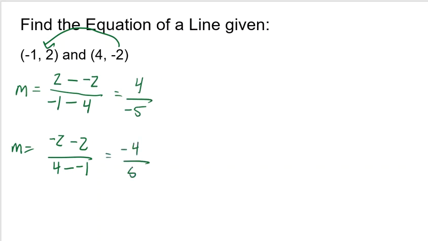On the bottom, we get +5. Remember, I talked about in another video, it doesn't matter where the negative is, top, bottom. It just can't go on both because if they're both negative, then you've got yourself a positive. So the slope is -4/5.